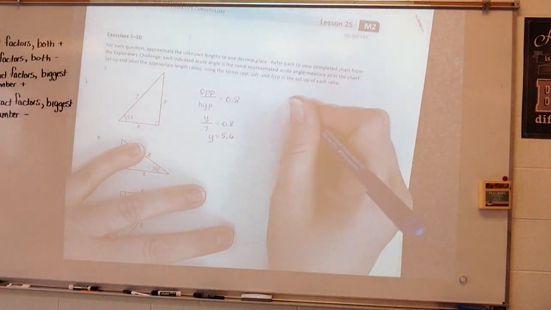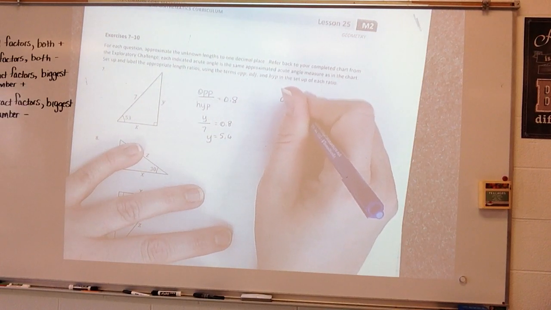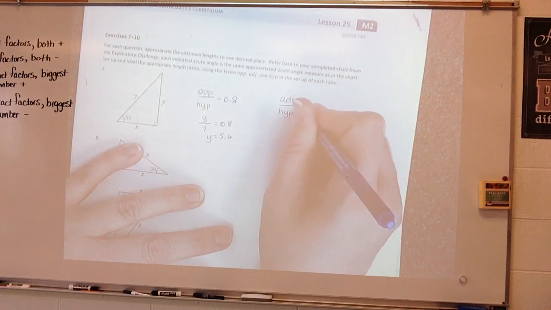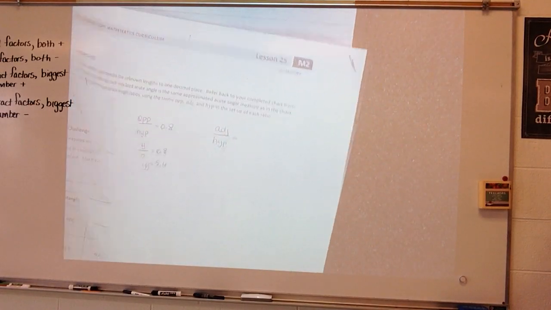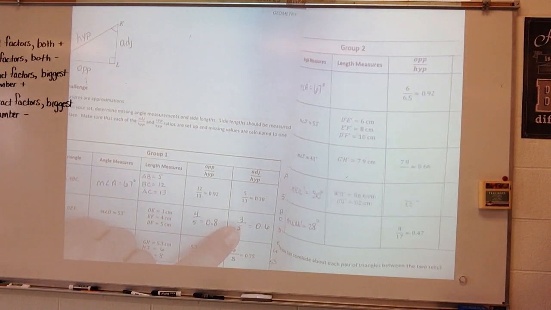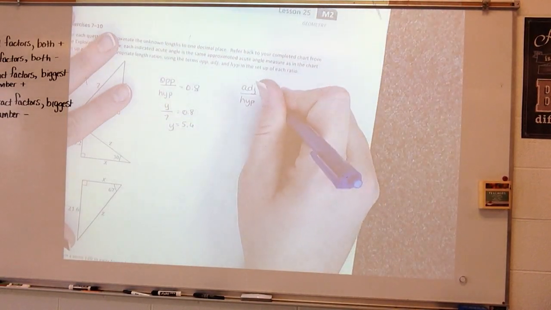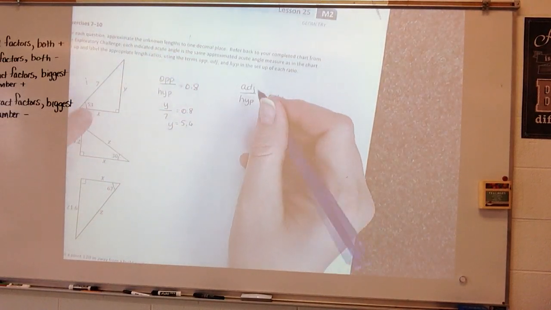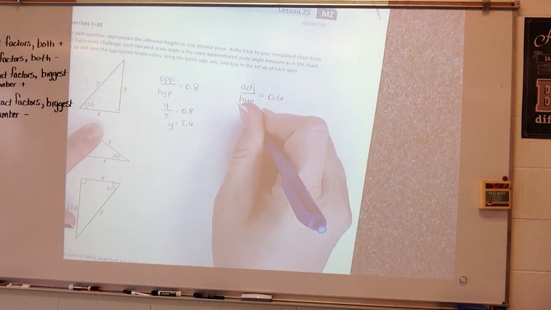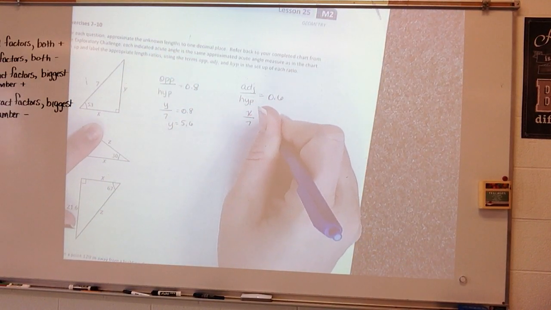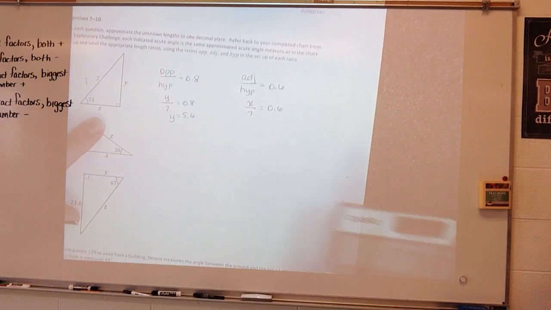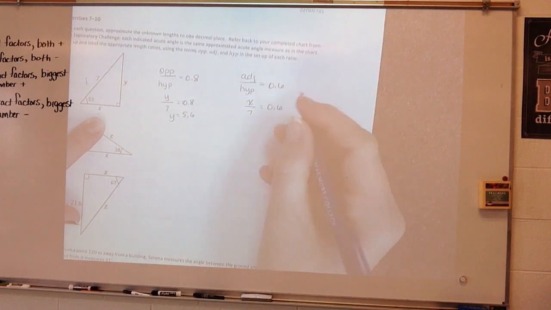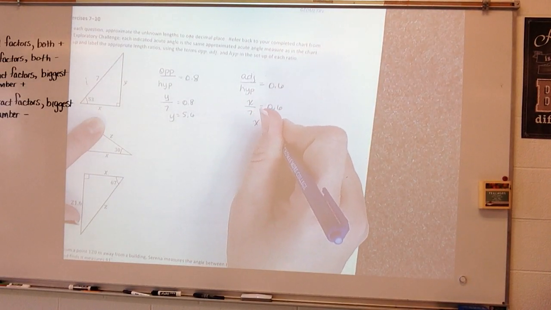Alright. Then I'm going to come over here and do my adjacent over hypotenuse. For the 53-degree angle, the adjacent over the hypotenuse was 6/10. So we're going to do adjacent, which is x, over hypotenuse, which is 7. Multiply 7 times 6/10, and that gives us x is equal to 4.2.